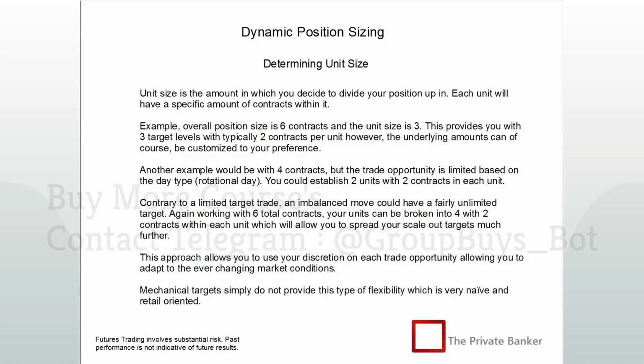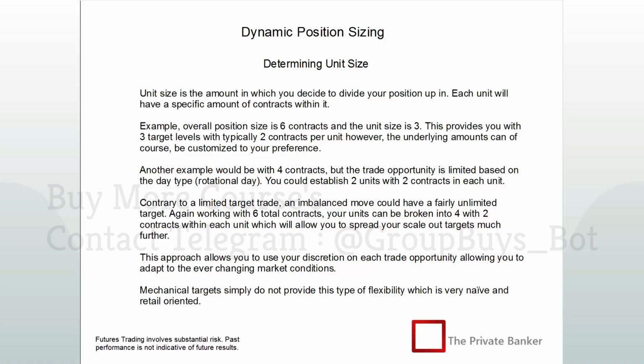So, an example here, let's just say that the overall position size is 6 contracts, and we divide that up into 3 units. This provides you with 3 target levels with typically 2 contracts per unit. The underlying amounts can, of course, be customized to your preference, but just for round numbers, let's leave it at 2. Your scale outs would be 2 contracts at each level.